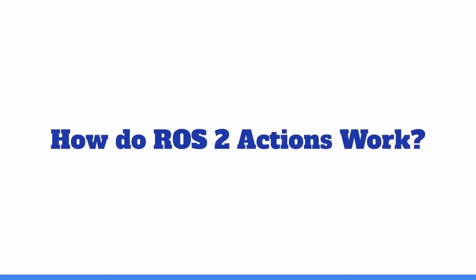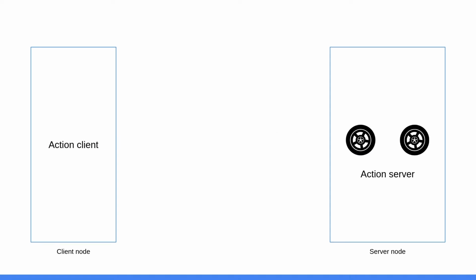Now that you know why we need actions, time to understand how they work. Let's use the previous example with the wheel controller, and this time using actions. I will show you how actions work at a high level, and then in the following lessons, we will dive into the code to see the implementation details step by step. So on the left, we have our client node, which contains an action client, and on the right, we have our server node, which contains the action server, and this is also controlling the wheels of the robot.